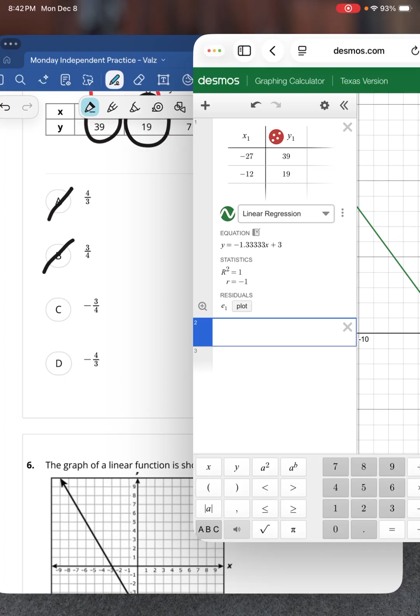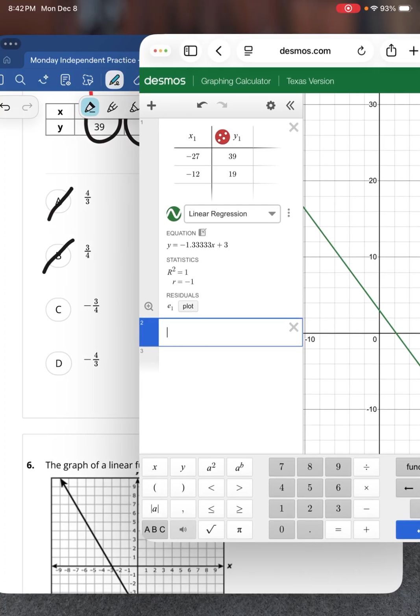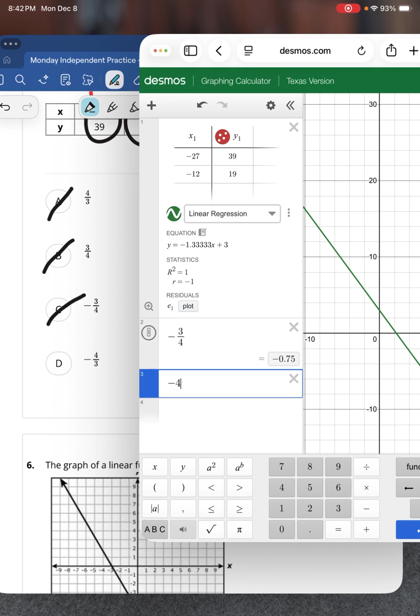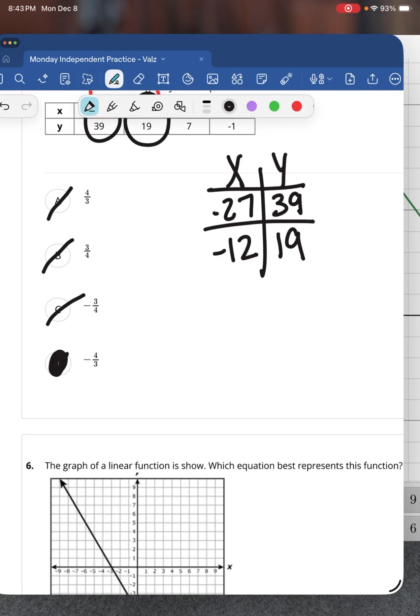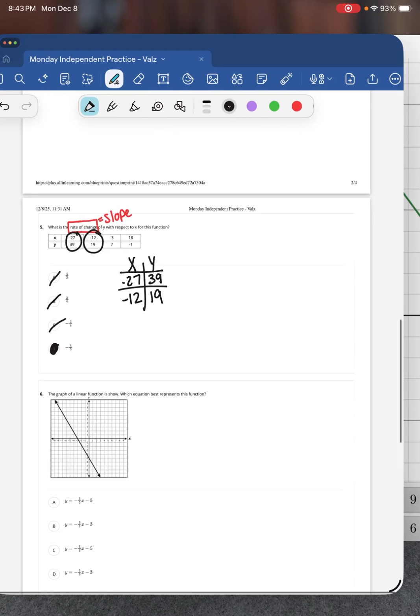But if we don't remember any of that, we have to just practice how we could just put it in and see which one's right. Okay, so I know that that doesn't match, and I'm gonna plug in -4 divided by 3, and look at that, that matches this, right? So I can confirm that D is my answer.